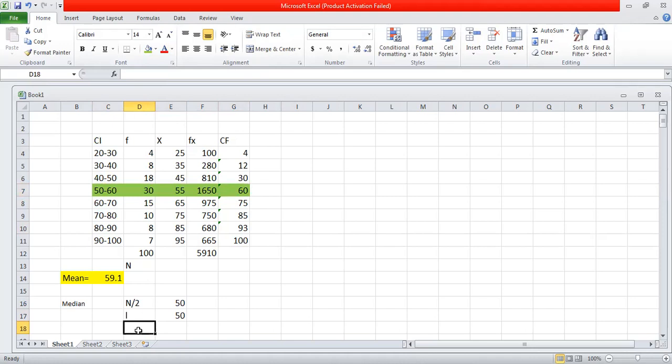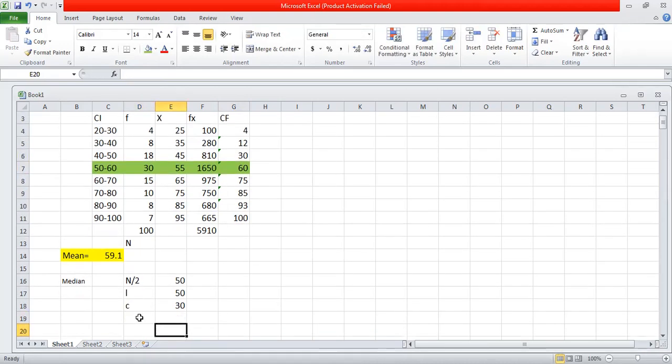Now next we have to calculate the C value. L plus n by 2 minus C. What is C actually? The cumulative frequency preceding the median class. This is the median class. Before this, what is the cumulative frequency? 30. So C value is 30. Next, we have to find the H value. What is H? H means the length of the class interval. For 50 to 60, what is the class interval? 10. So H value is 10. So these are the n by 2, L, C and H values.